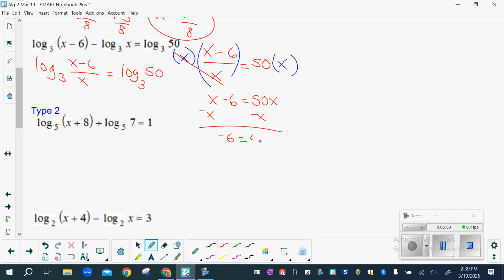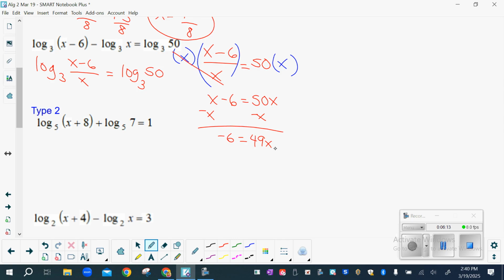Negative 6 equals 49x. One last step. What would that be? Divide both sides by 49. This group back here again. Yeah. Can you tell us what to do next?